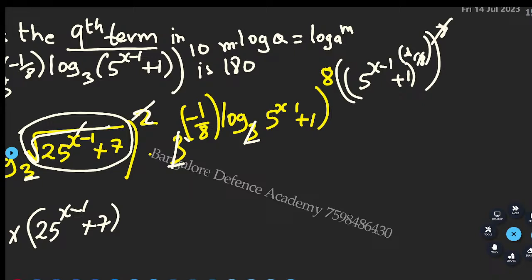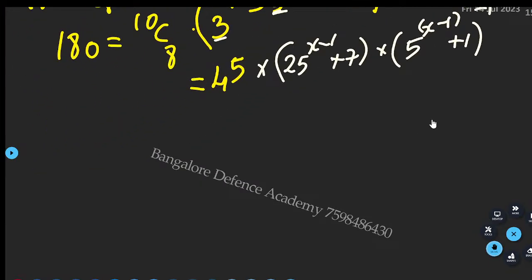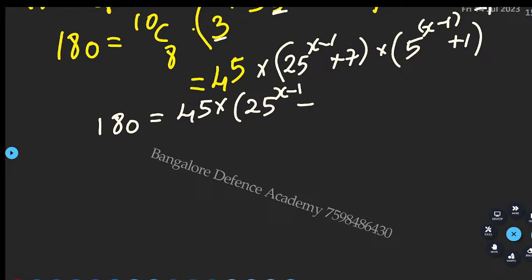So I write like this: 5 to the power x minus 1, then plus 1, to the power of minus 1. If it goes down, what happens? Are you understanding? Okay, so here what I do: on the left-hand side I write 180, here I write 45, here I write 25 to the power x minus 1 plus 7, and down I write what? 5 to the power x minus 1 plus 1.